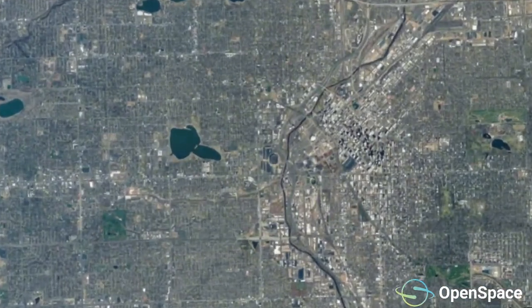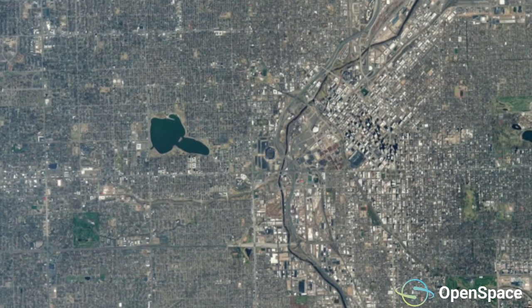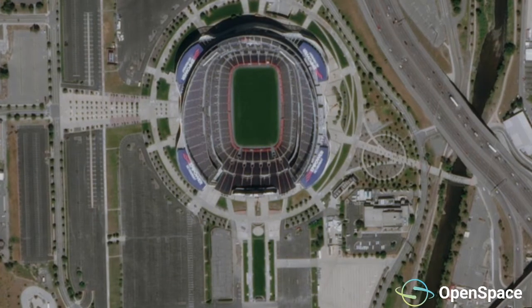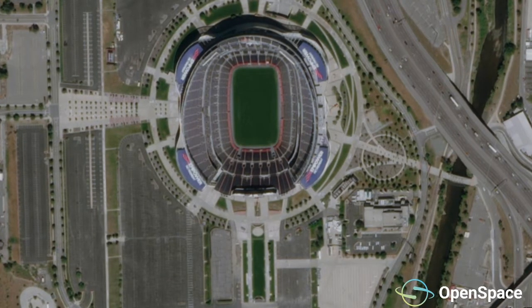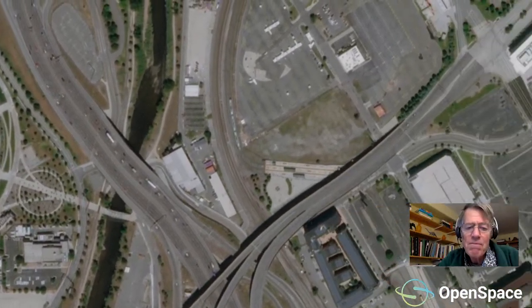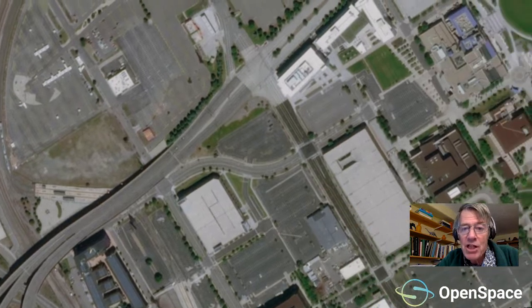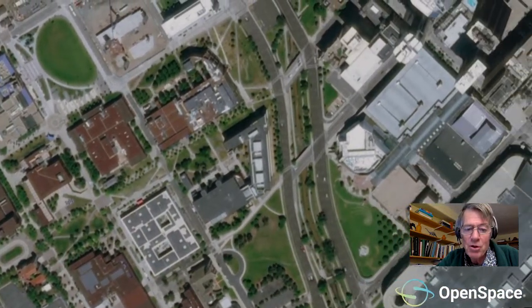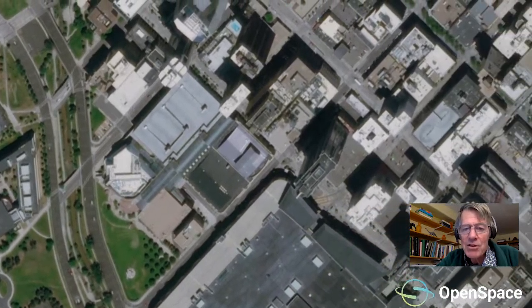What is that round thing? Let's get a little bit closer. Aha, the Broncos Stadium. I hope some of you have been there. Let's look at some other buildings and think about a couple of things. One, our ability to see them from above. That's the resolution that we talked about earlier. And then, will they last a long time?